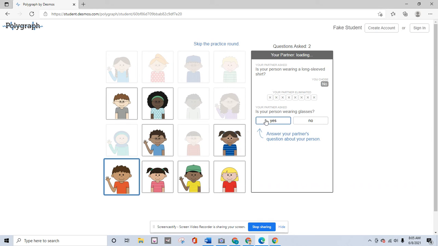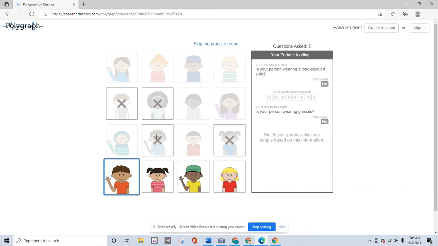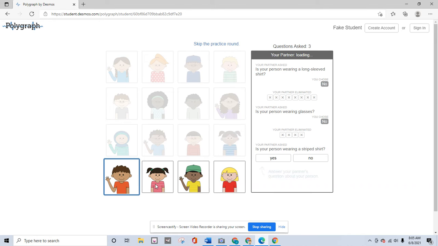My partner's typing again. Is your person wearing glasses? My person that I picked? No. So boom, I hit no. Guess who they're eliminating? All the kids that had glasses on. What's the last thing they could ask? Or there's two more things. I bet they're going to ask about the striped shirts. Yeah, these two kids have striped shirts. These two do not. Is your person wearing a striped shirt? No. So they're going to eliminate these two kids.